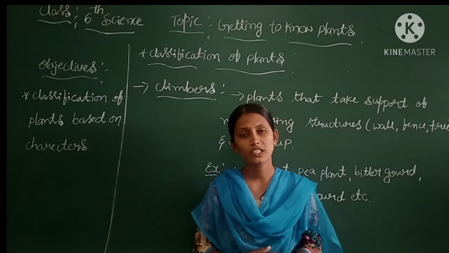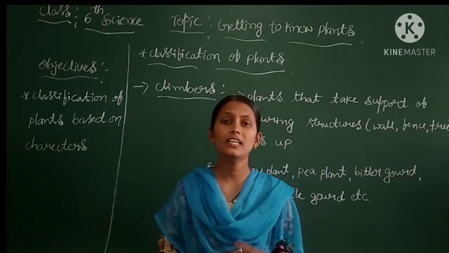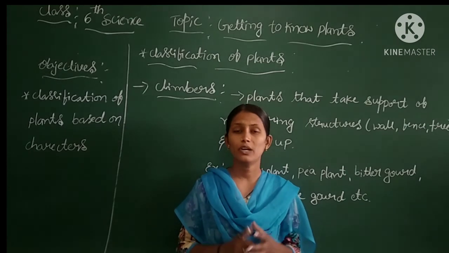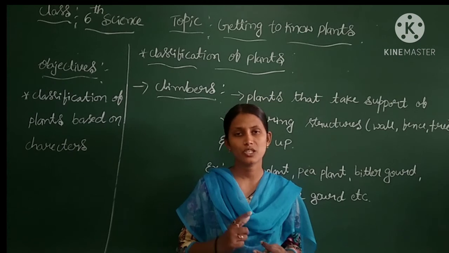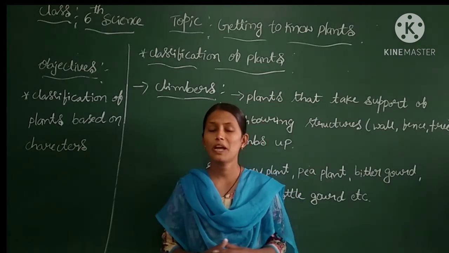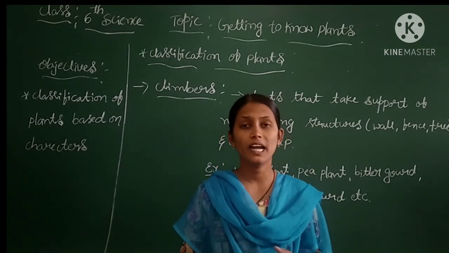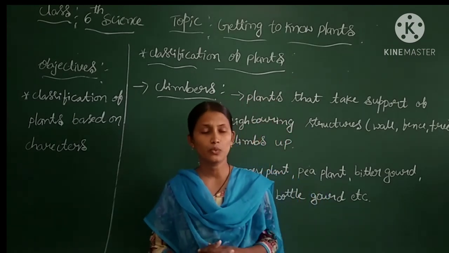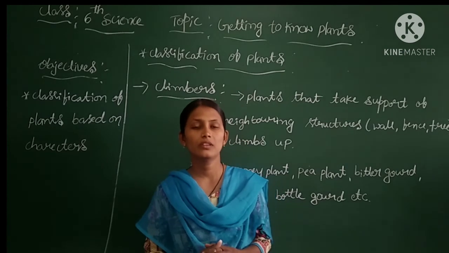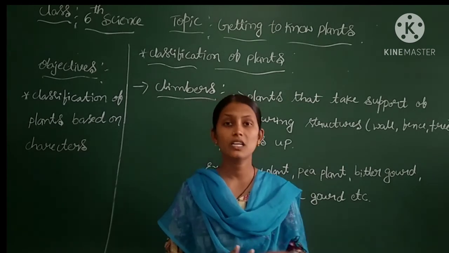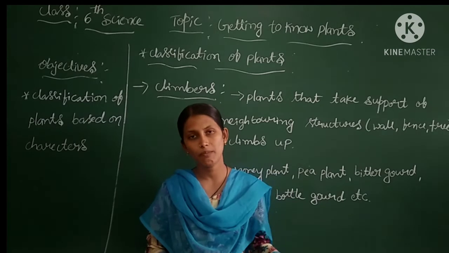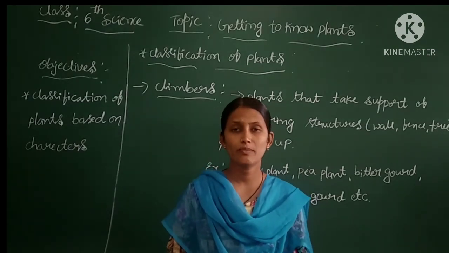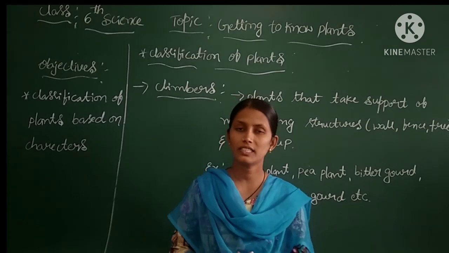My dear children, up to here we have classified the plants depending upon a few characteristics. That is, we have classified them as herbs, shrubs and trees. Later we discussed other types of plants as creepers and climbers. Creepers are the plants which spread on the ground and climbers are the plants which take the support of other plants and later climb. So these are a few types of plants based on characteristics.